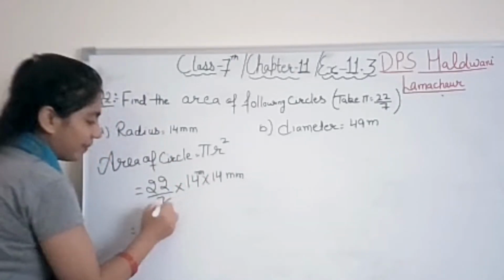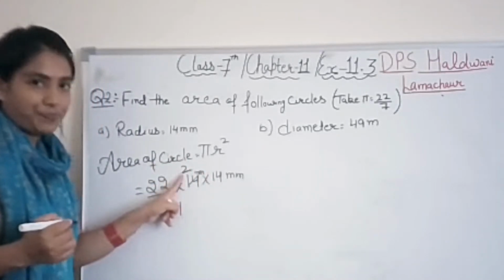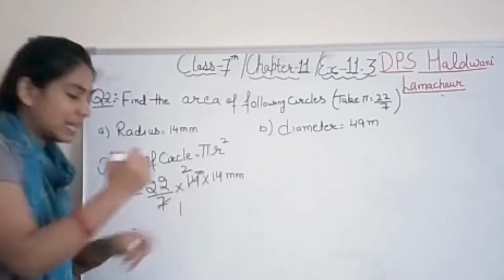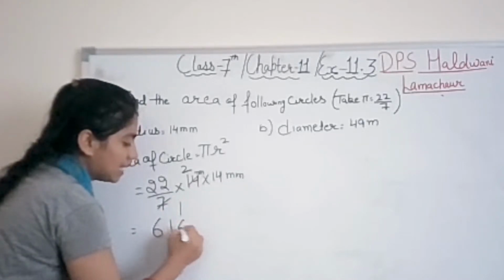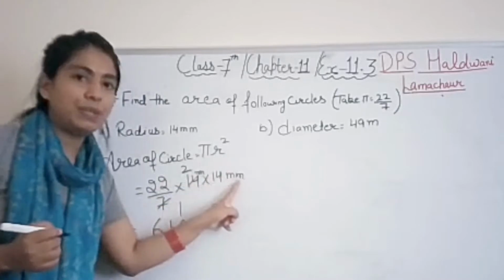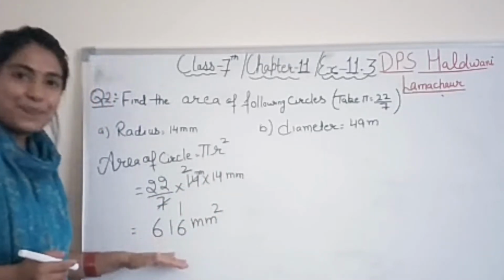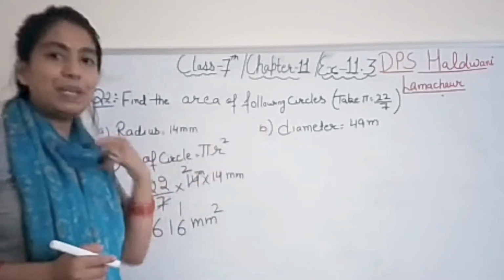So see, 7 1s are 7, 7 2s are 14. 22 2s are 44, 44 14s are 616 millimeter square. Because millimeter into millimeter is millimeter square. Right student? Very simple. Now coming to B part.